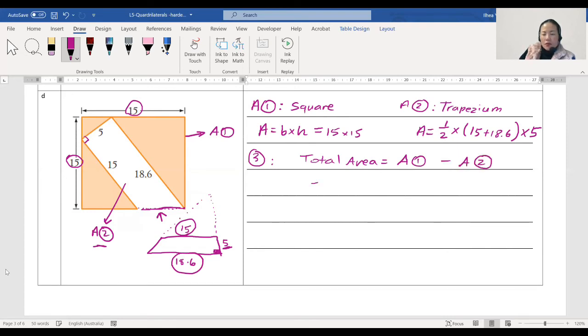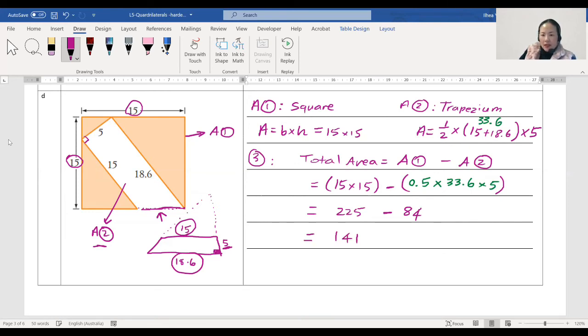Okay, so let's put all the measurements in there. The big area is 15 times 15, take away. So if I put that in a calculator, you will get 33.6. Okay, so instead of a half, I'm going to put 0.5, easier for me to calculate using a calculator. So 33.6 times 5, and that will give me, that's 225. Take away, if I do all this, 0.5 times 33.6 times 5, I'll get 84. Okay, and that is 141.